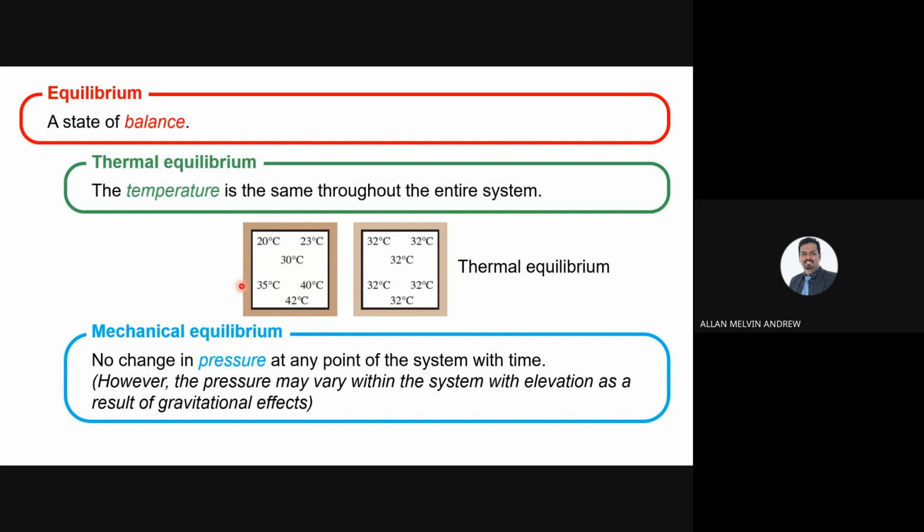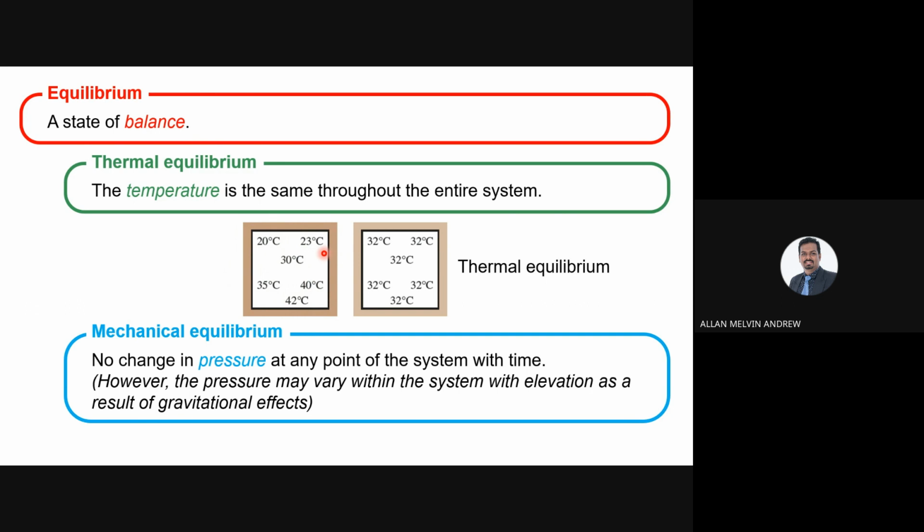This is your initial state. Different points of the system have different temperatures. You are 20 degrees Celsius, you are 23, you are 30 degrees. So the system does not have thermal equilibrium because the values in the system vary over different parts.